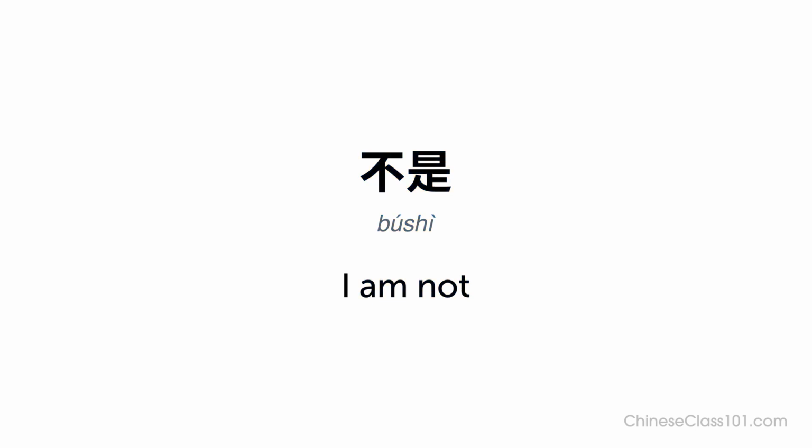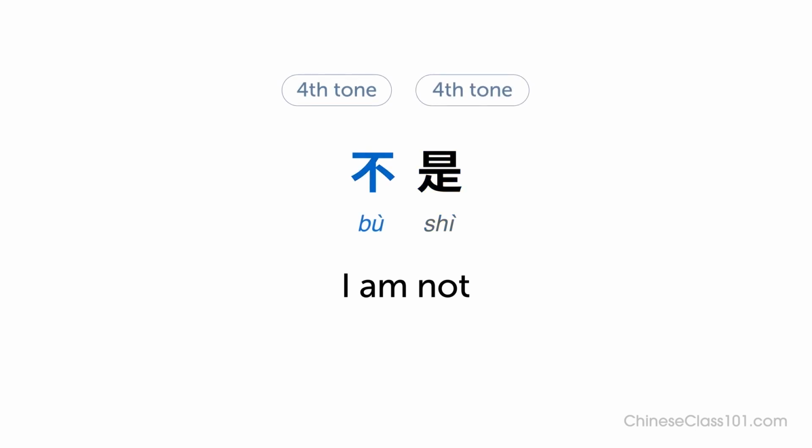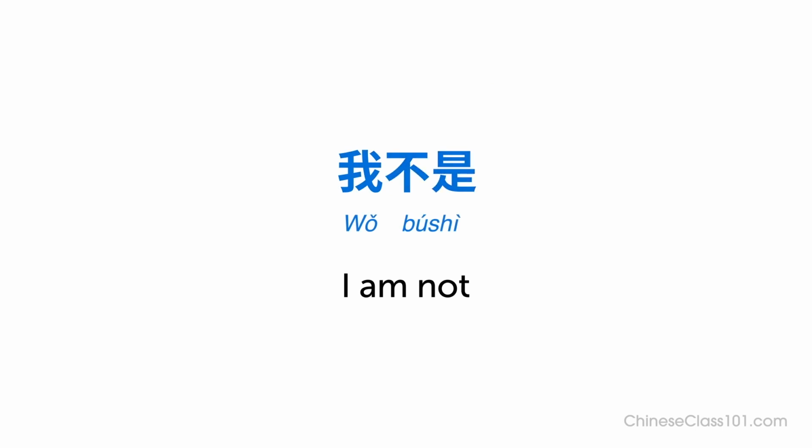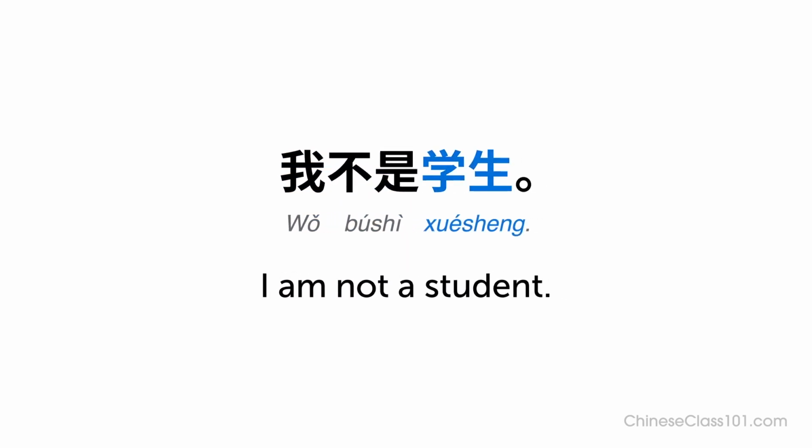Pronunciation note. When 不 is followed by a fourth tone, its tone changes from the fourth tone to the second tone. Listen to the pronunciation again. 不是。Altogether, 我不是, I am not. Next is 学生, student. Altogether, 我不是学生, I'm not a student.